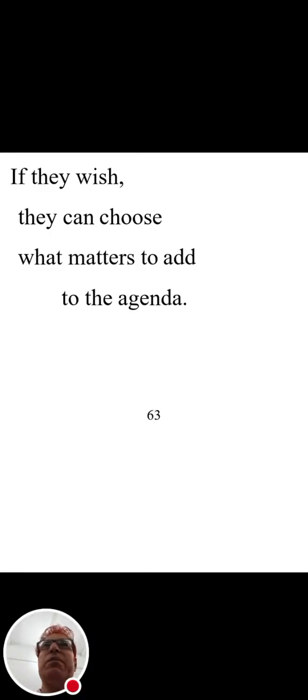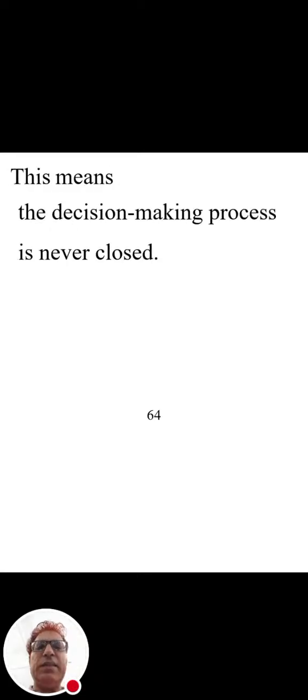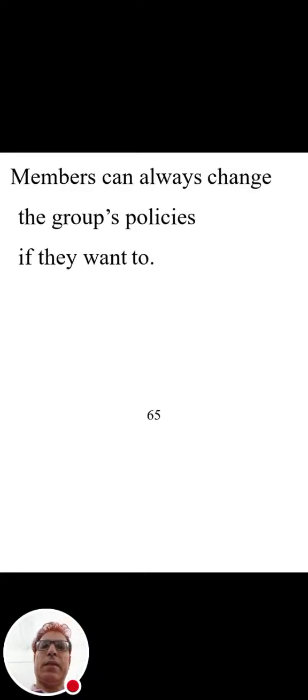So all the members should have this right. This means the decision-making process is never closed. So the decision-making process should be open for all. Members can always change the group's policies if they want to.